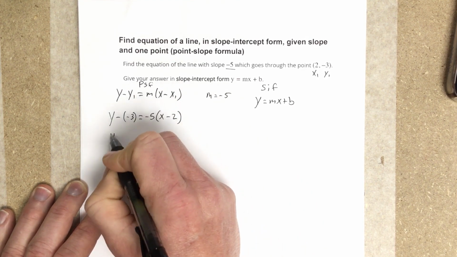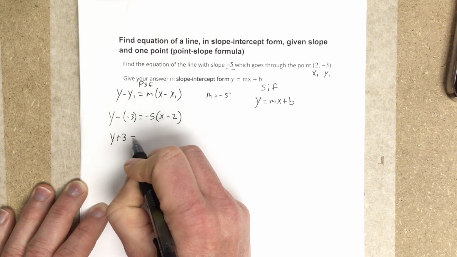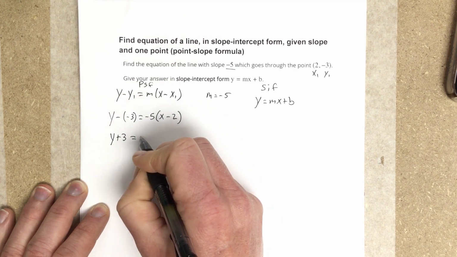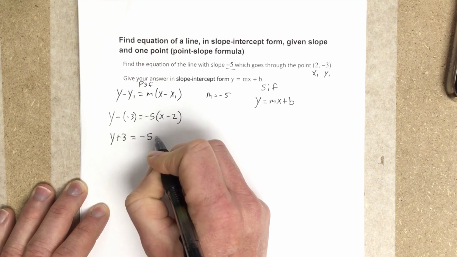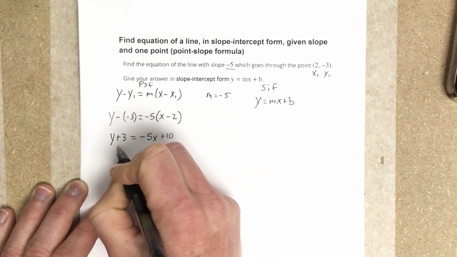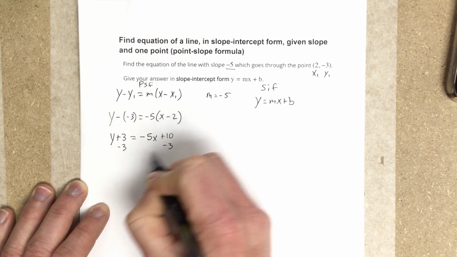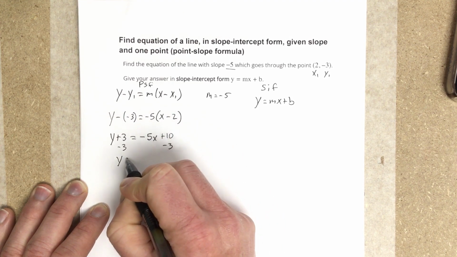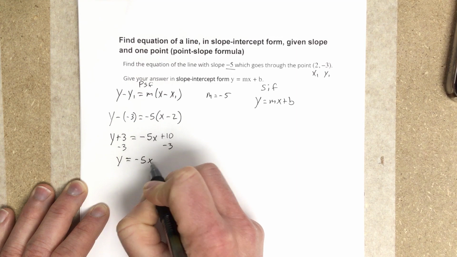That's addition, so that's y plus 3. We subtract a negative. Distribute the -5 to each term. That's -5x plus 10. And then subtract 3 on each side. So it's y equals -5x plus 7.